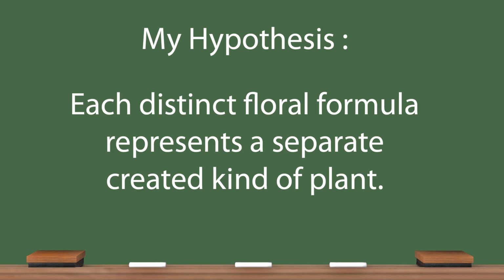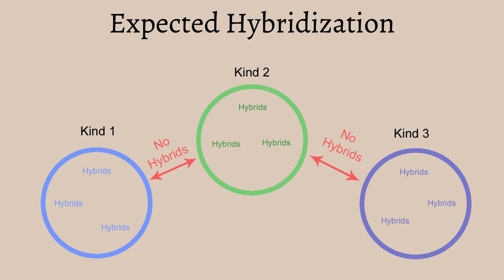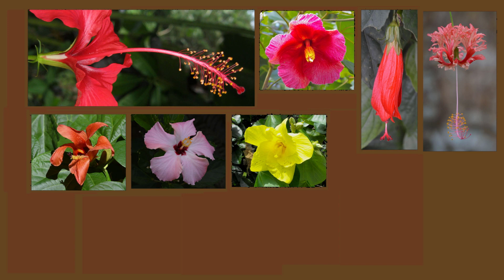My hypothesis is simple, but also very powerful in its predictions and explanatory features. The primary test of this formula is determining that all hybrids occur within a given formula, and that no hybrids occur between plants with different formulas. This means that each plant kind can contain many species. Each species will have the same floral formula as the general kind, as seen in this hibiscus example.